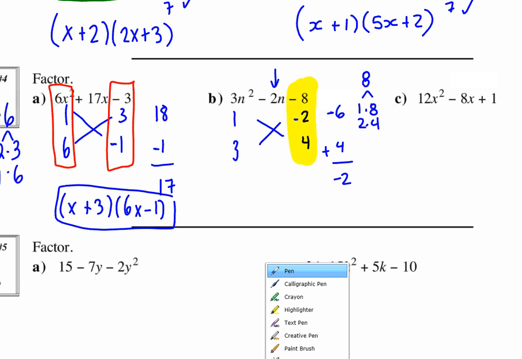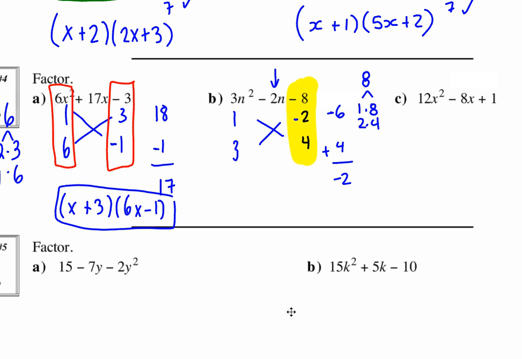Does -2 times 4 equal -8? Yes. And then you also double check, does 1 times 3 equal 3? Yes. Okay, so our answer is x minus 2 times. Good catch. And I know I do this. n minus 2 times 3n minus or plus 4. Good. On your test, if you put an x instead of an n on a written response, I'd still mark it right.